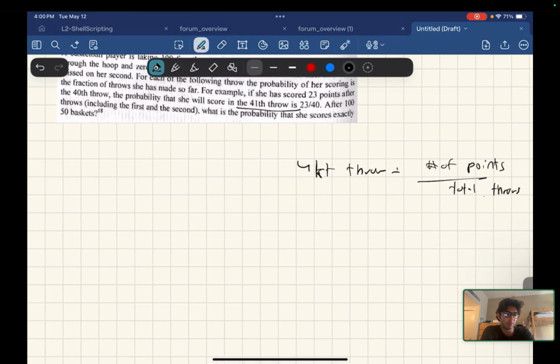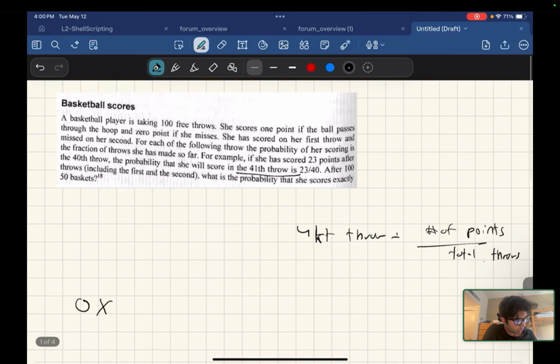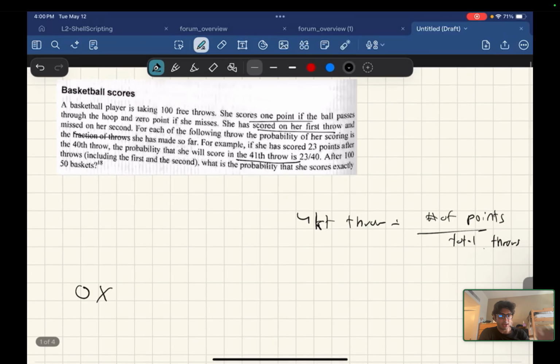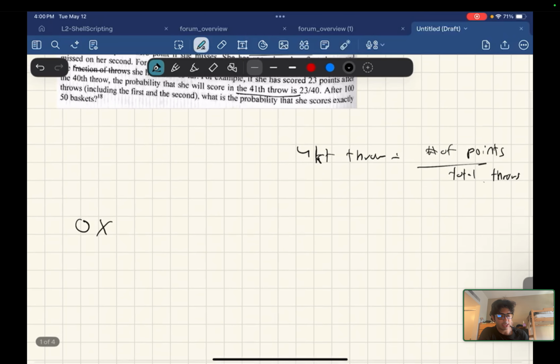So if you ask yourself, what's the probability of, we started off with a make and a miss, right? It says it right here. She scored 1 point and missed the second. Then the next basket has a probability of going in of 1/2, because she made the first one and missed the second. So she has 1 make and 2 attempts. The next one, let's say this one went in. The next one will have a probability of scoring of 1/3.